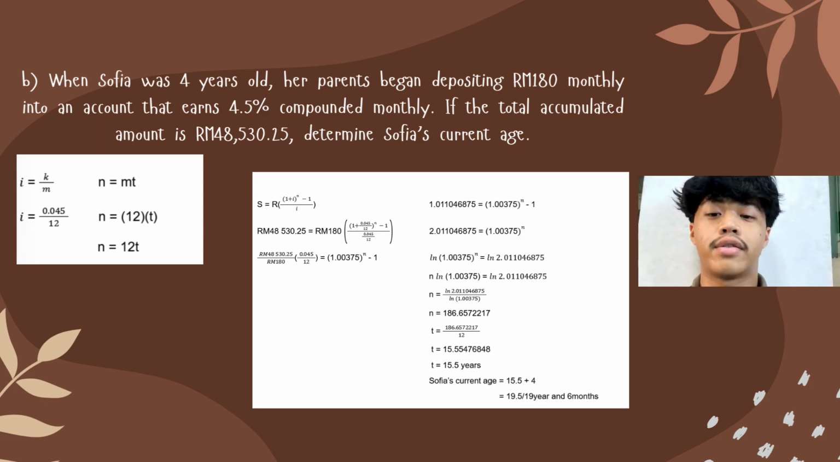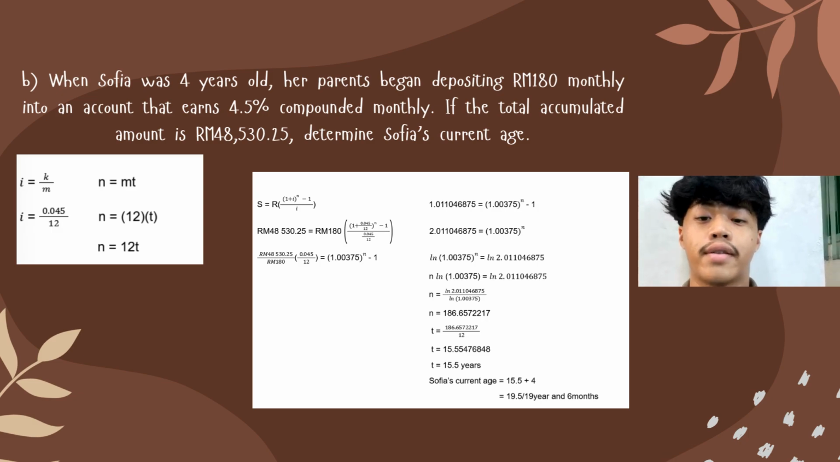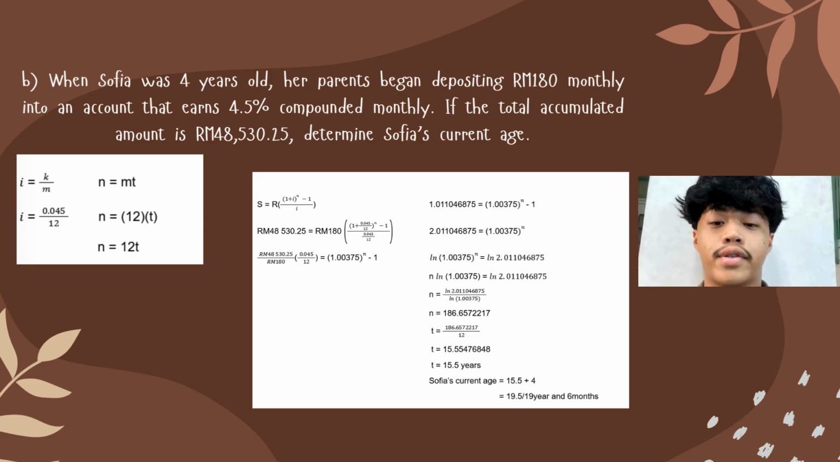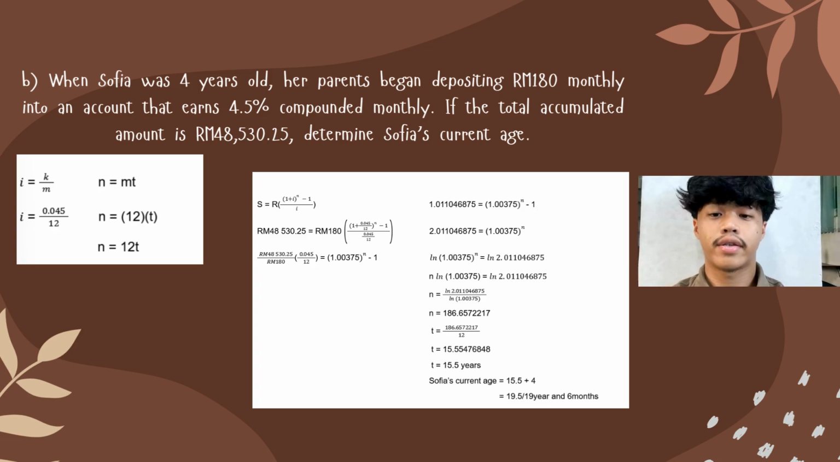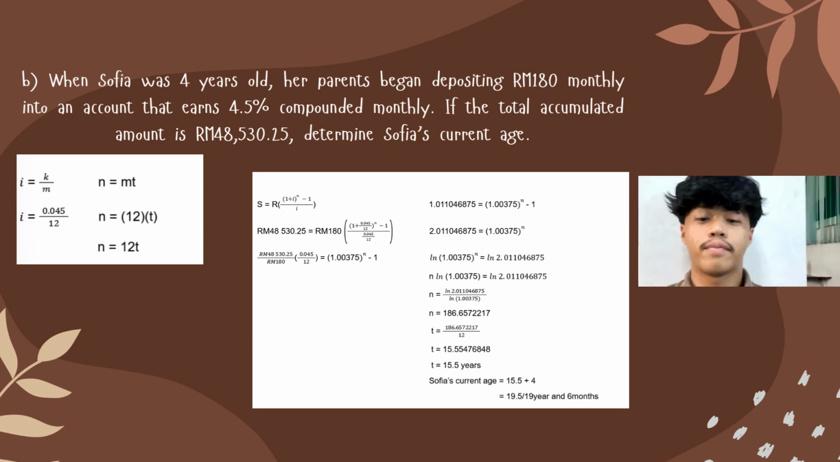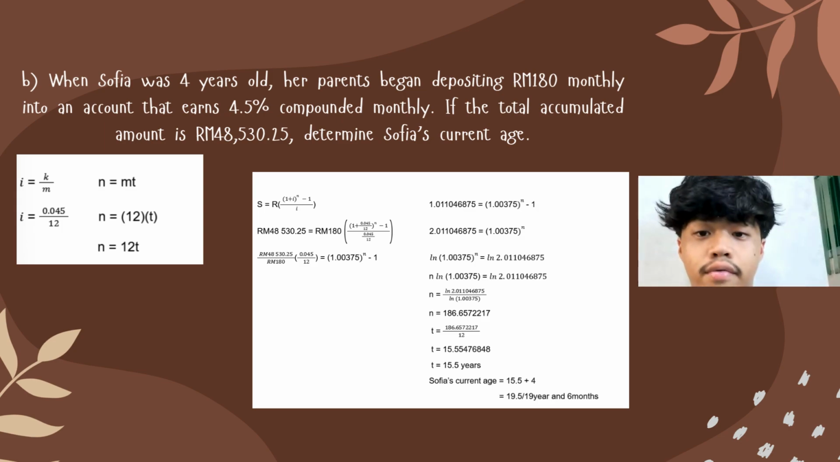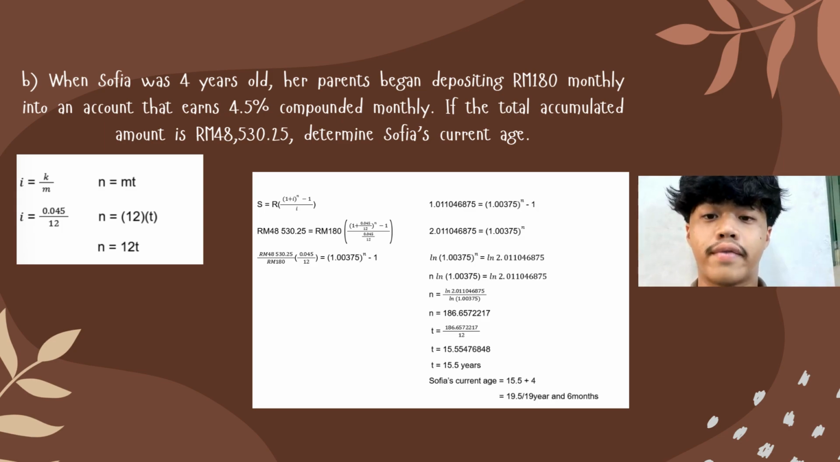So here we can use ln to identify the n value. Add ln on both sides, and it will become ln bracket 1.00375 bracket power of n equals ln 2.011046875. So n equals ln 2.011046875 over ln 1.00375, and the answer is the n value is 186.6572217. This is not the t value.